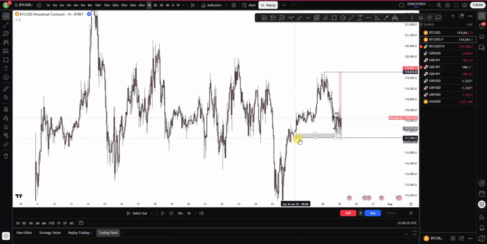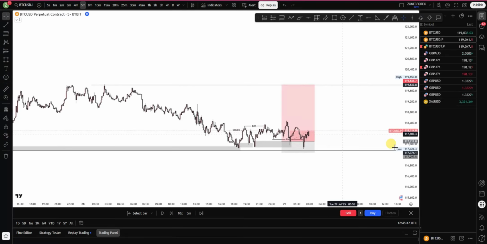So if I hadn't marked this and I was going to target this last week, price could have swept me out before continuing with the trend or with the position. So now let me go back to the 5 minutes time frame and we'll see what happened.